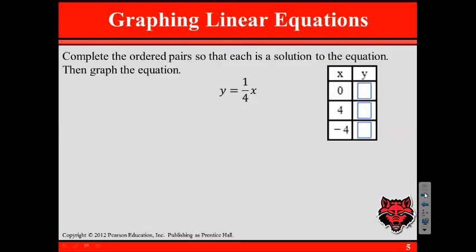Here's another example. Let's first complete the ordered pairs so that each is a solution to the equation. And then just like in the last example, we will graph the equation. In this case, we have 3 ordered pairs, and in each ordered pair, we know the x coordinate. Let's first solve for each y coordinate, and then we will graph. In the case where x equals 0, we will put 0 in the place of x. So y equals 1/4 times 0. Anything times 0 is 0, so y would equal 0 in this case.